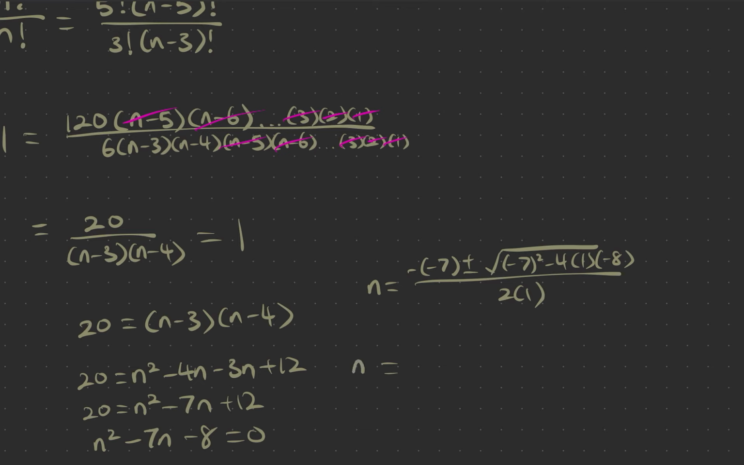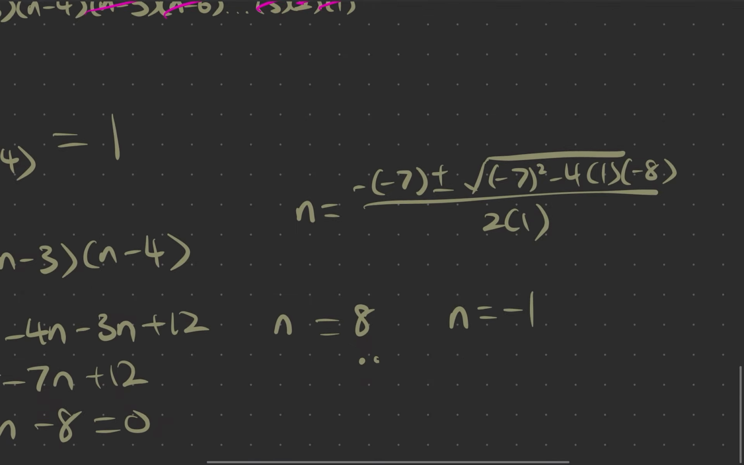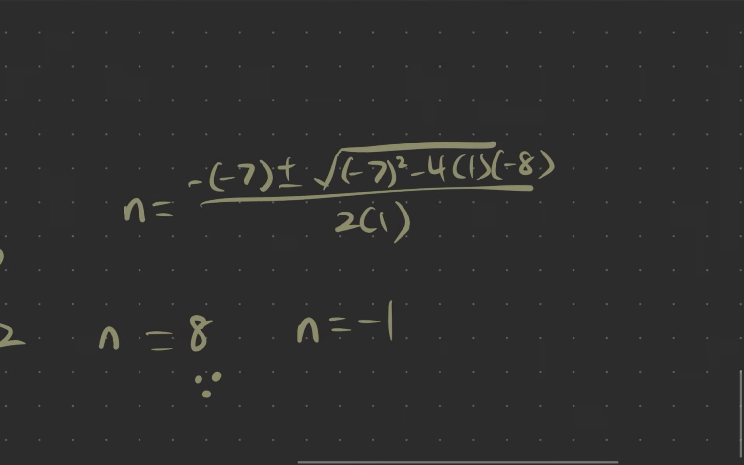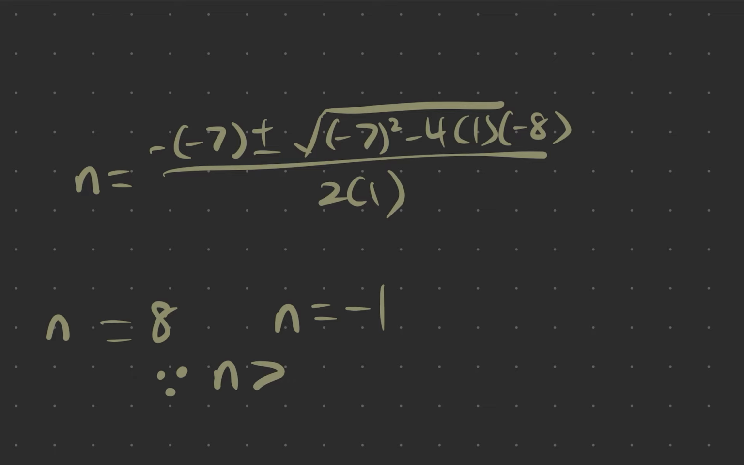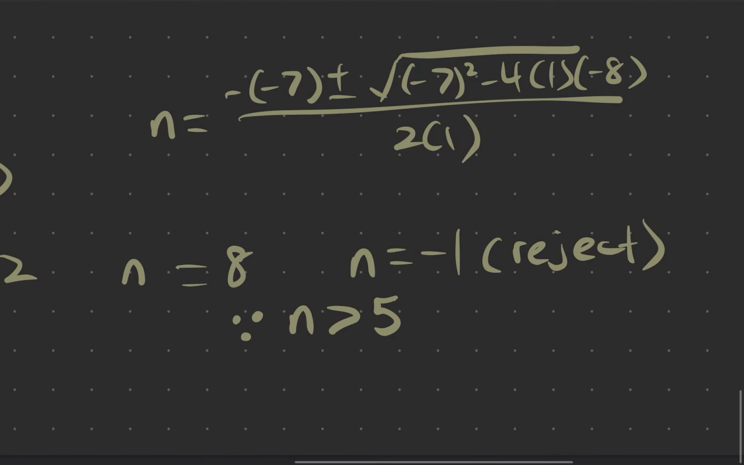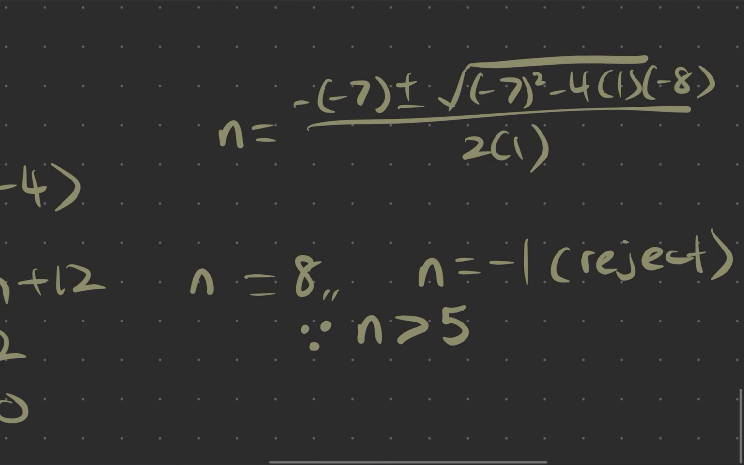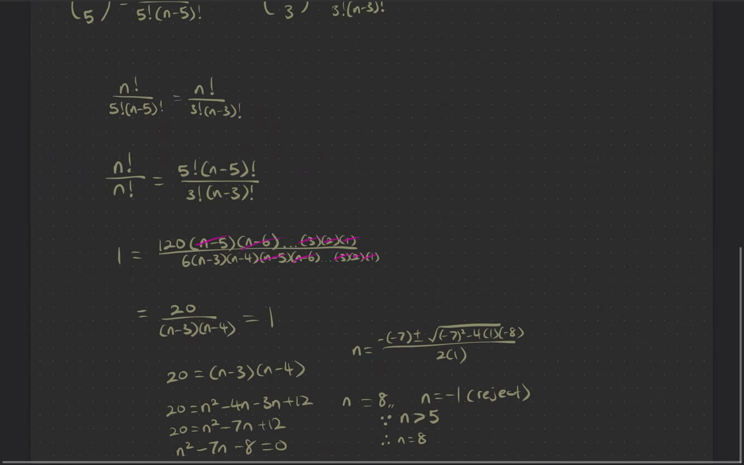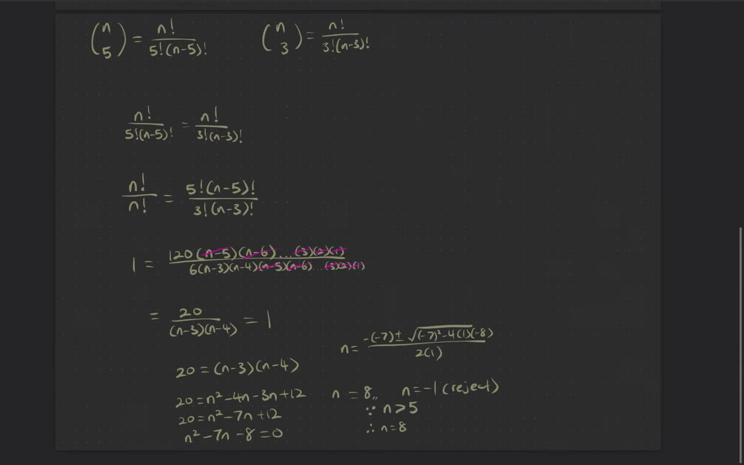And my n can equal 8, or my n can equal -1. But since n has to be greater than 5, I'll reject n equals -1. And therefore, my answer is n equals 8. Alright, so that's how you do this kind of question.